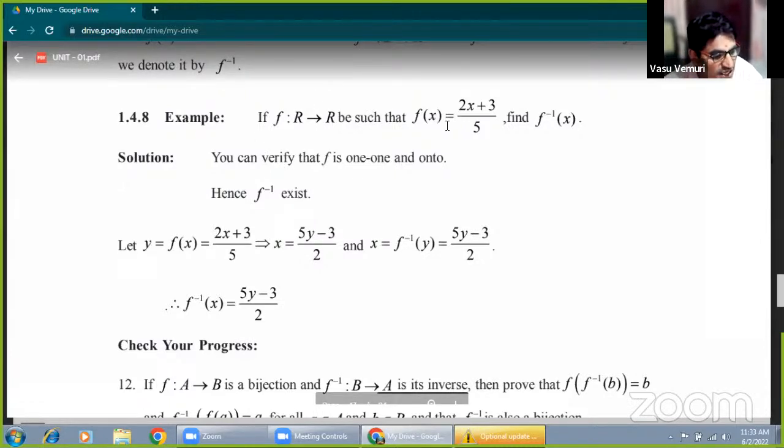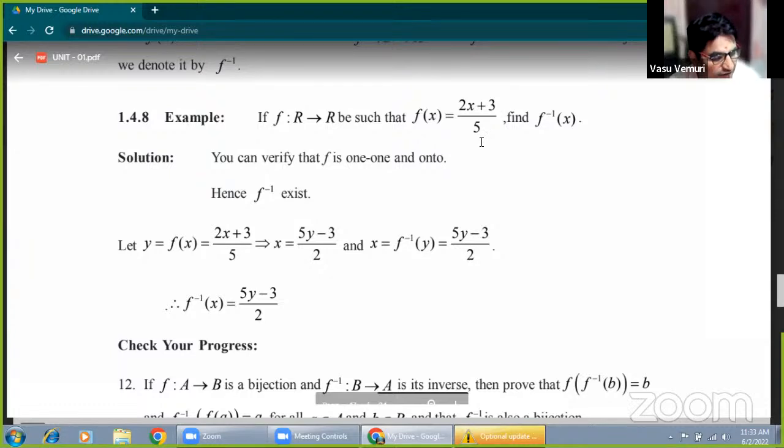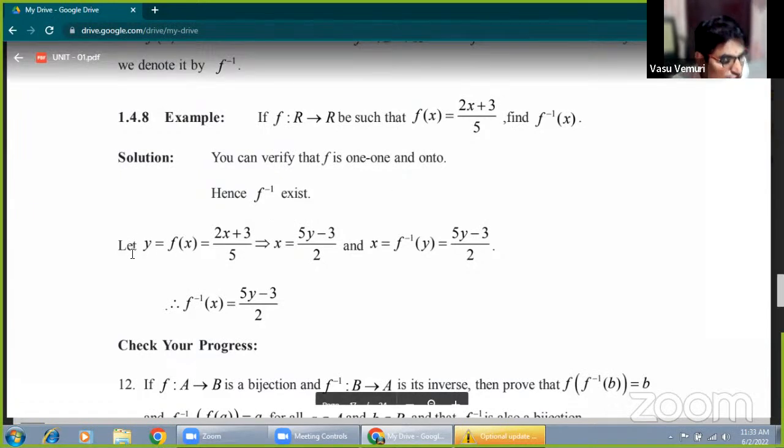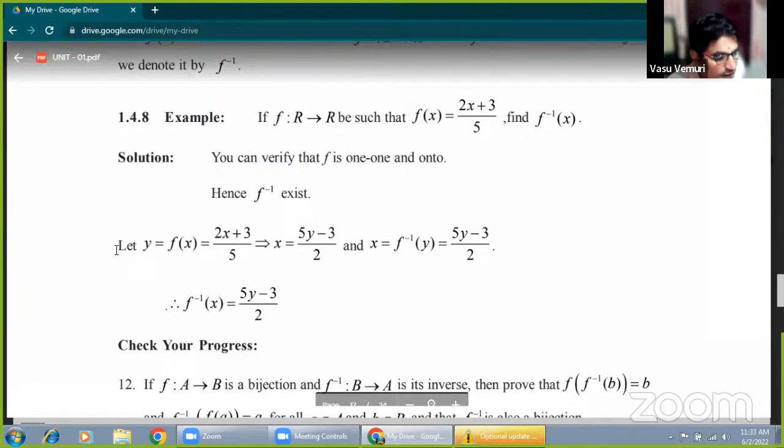f maps R to R. Given the functional relation, x being a real number, f of x equal to (2x plus 3) by 5. What is the f inverse of x? f is one-one and onto because it is a bijection. f inverse also exists, because f of x equal to y. Given the function (2x plus 3) by 5, what is x? 2x plus 3 equals 5y, and x equals (5y minus 3) by 2. That is the value of x.